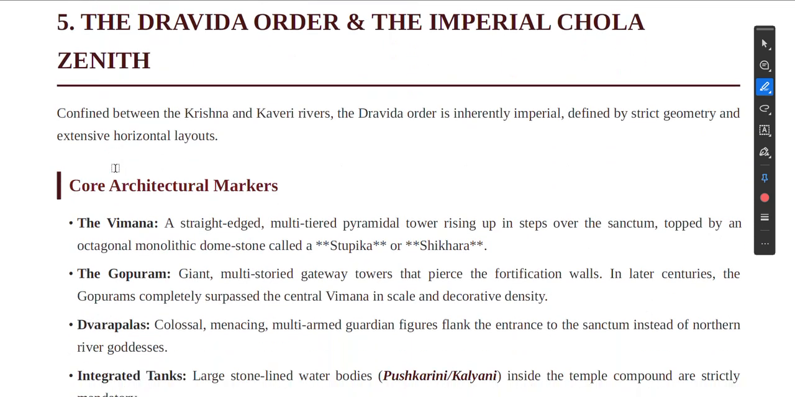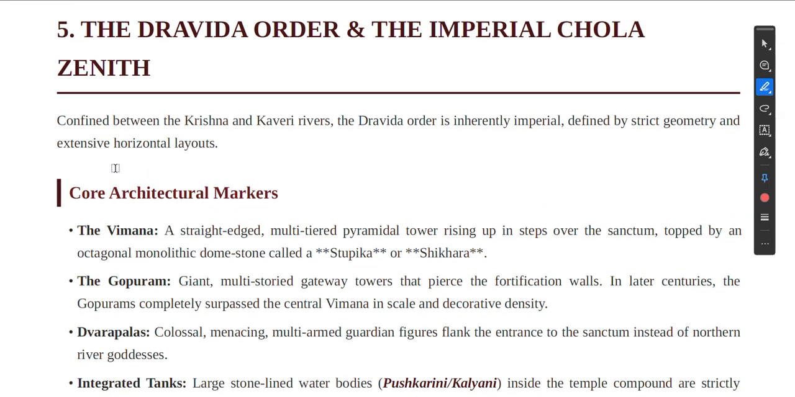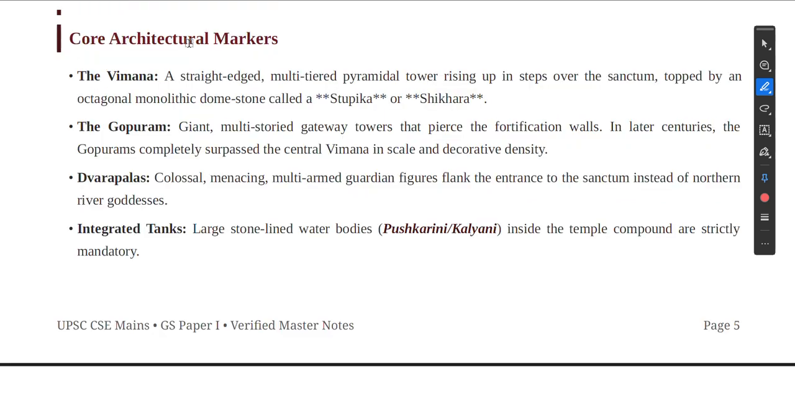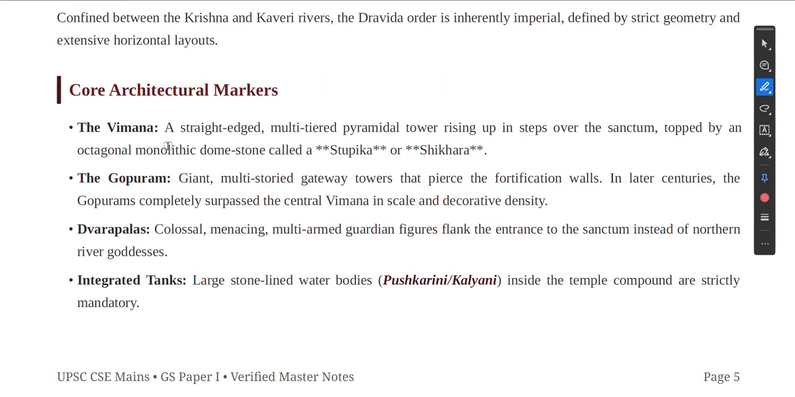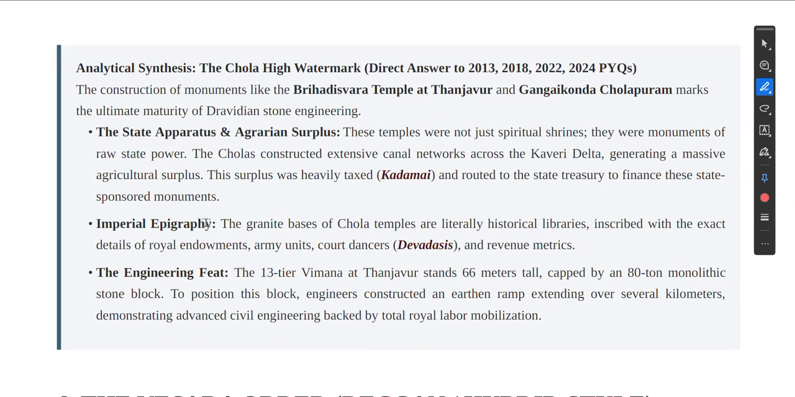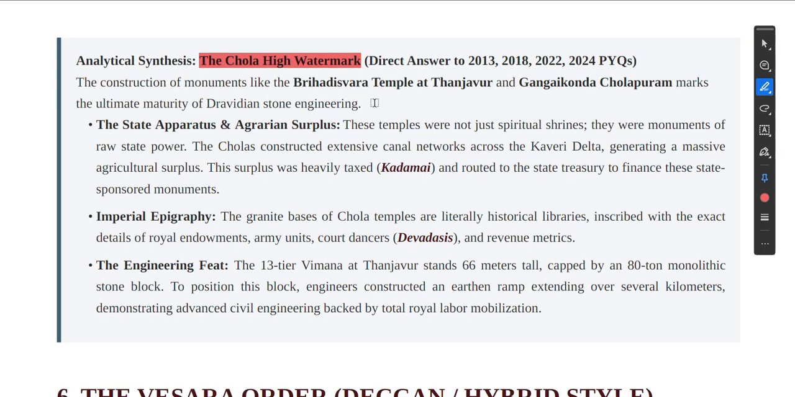Then talking about the Dravida order or the Imperial Chola zenith. The core architectural markers: Vimana used to be there, Gopuram, then Dwarapalas, integrated tanks. So talking about the Chola high watermark. The construction of monuments like the Brihadeshwara temple at Tanjore and Gangaikonda Cholapuram marks the ultimate maturity of Dravida stone engineering, the state apparatus and all this.